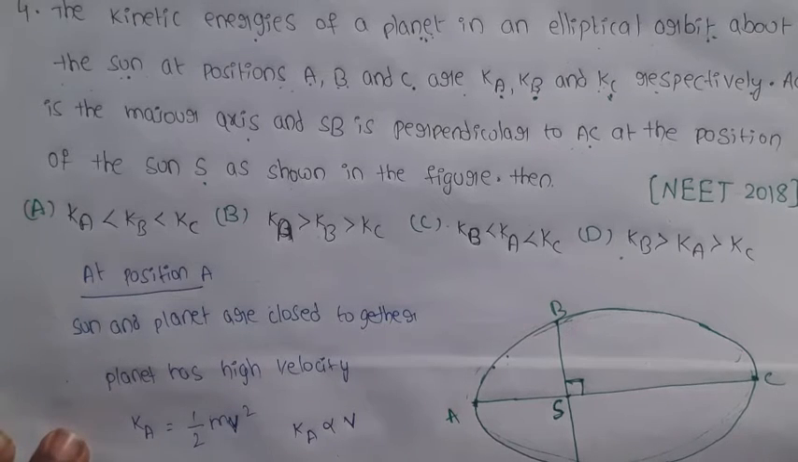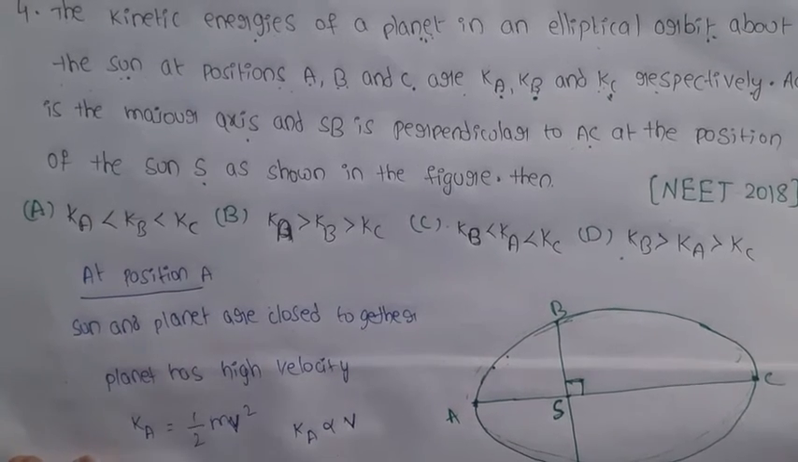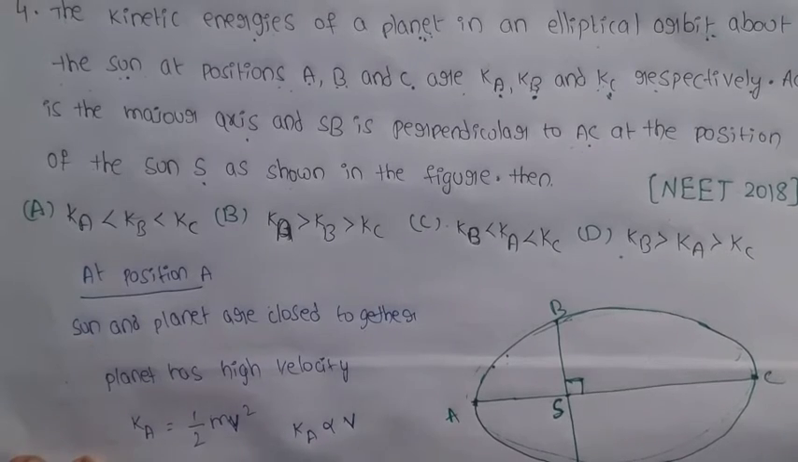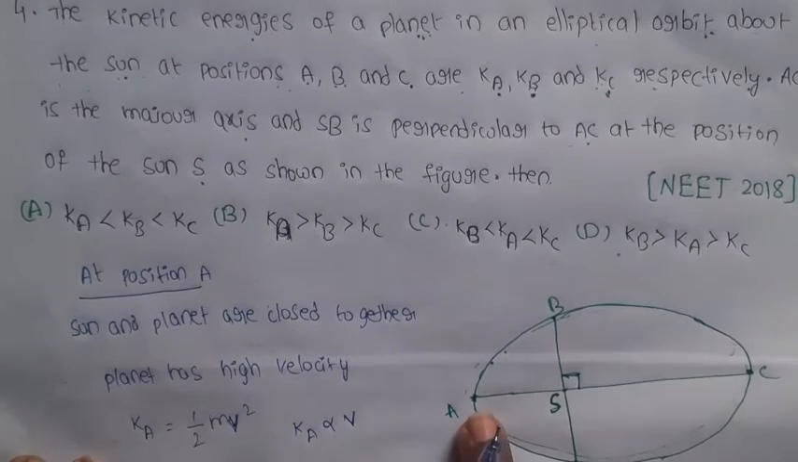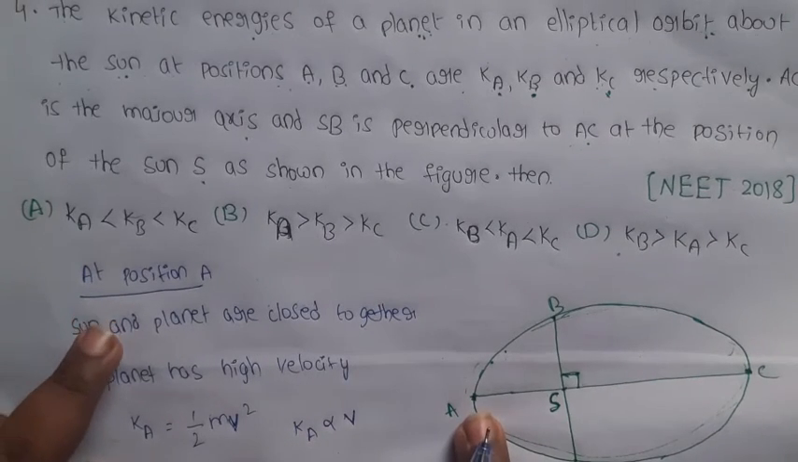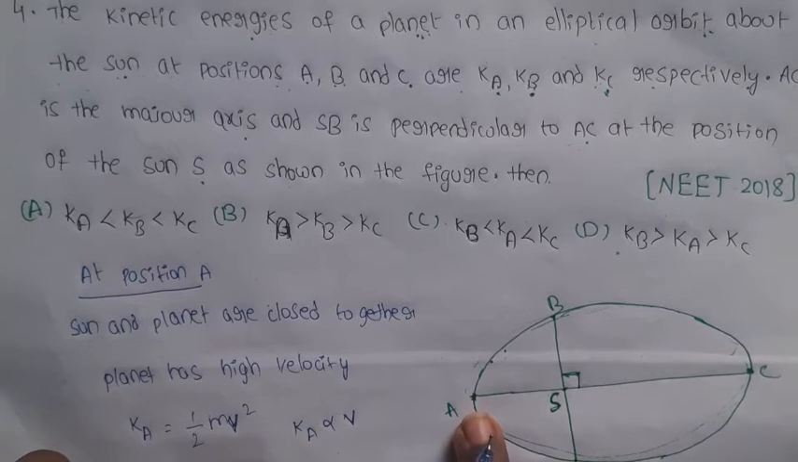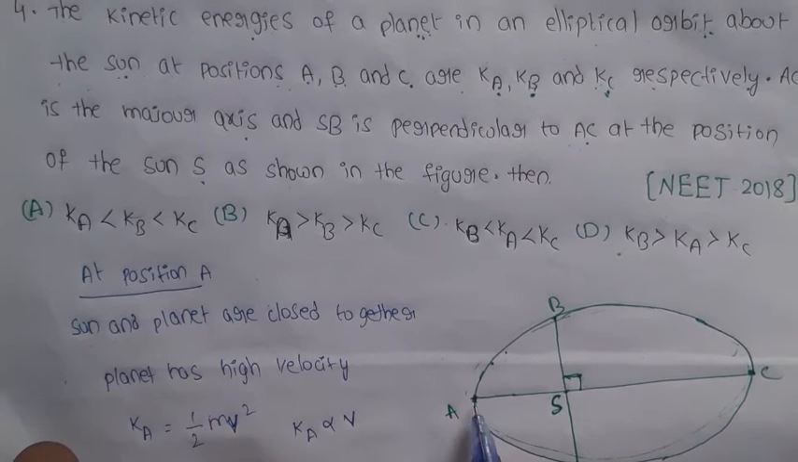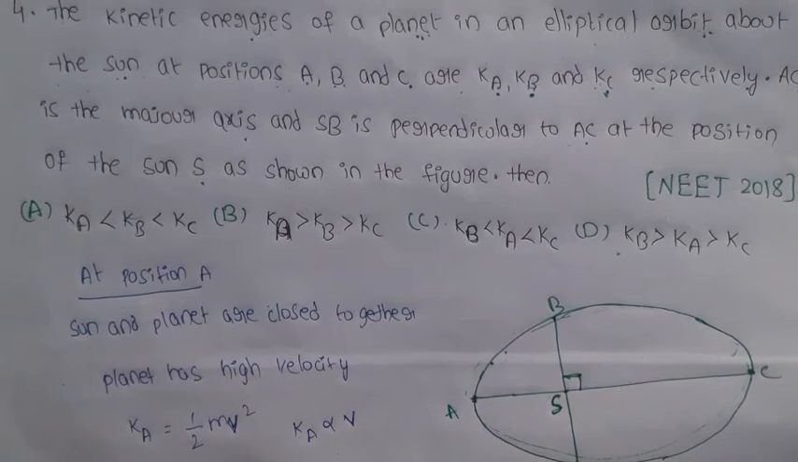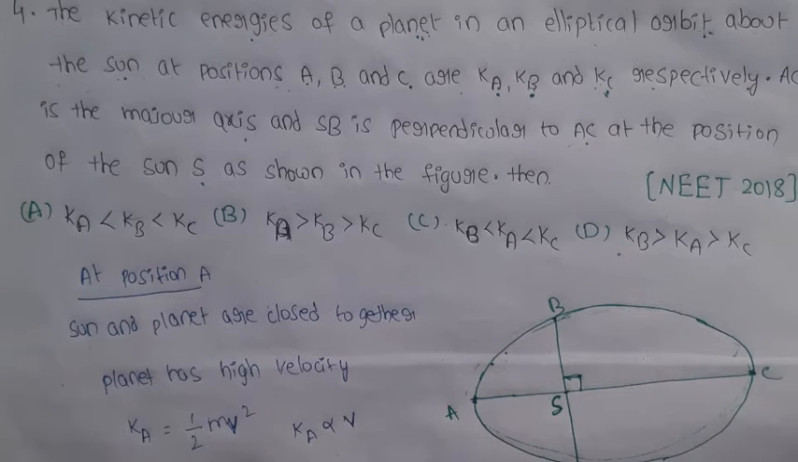So Ka is more at point A. The planet at position A possesses more kinetic energy because the velocity is more. So the kinetic energy is automatically more. At this point the planet has high velocity, and the kinetic energy is also more.